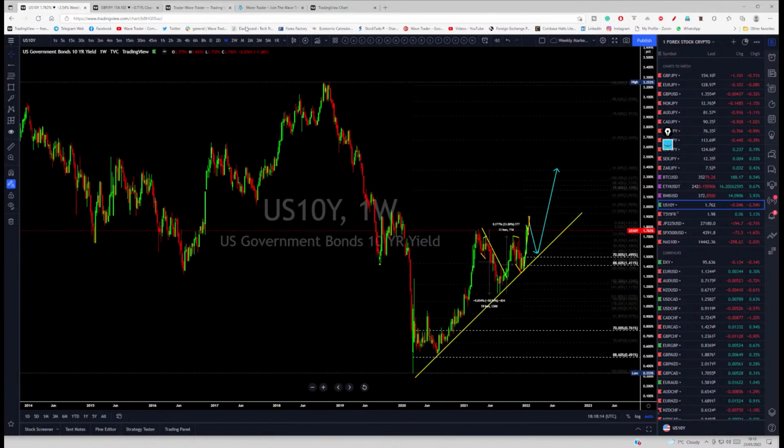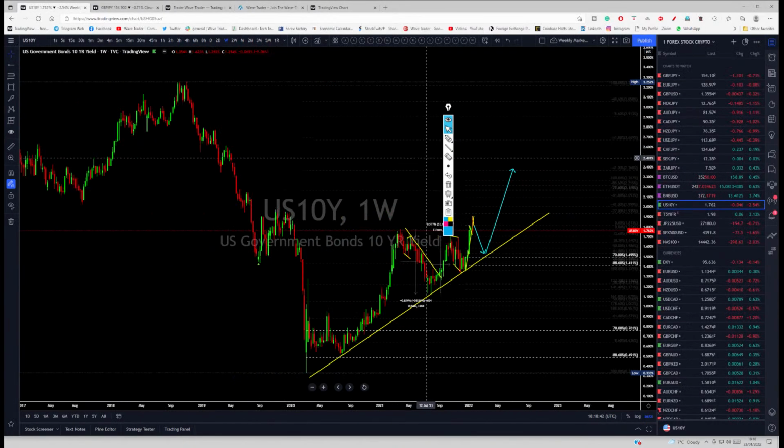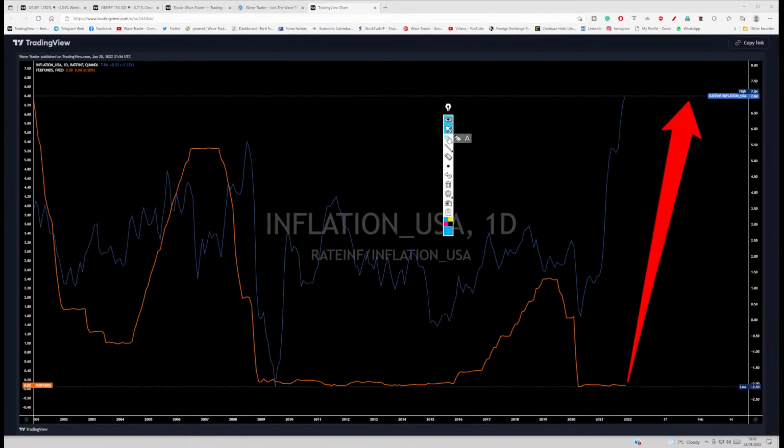As I said about this chart, inflation is at 7% and Fed fund rates are close to 0. So longer term, you should expect rates to go at least up to 3%. The higher the yield goes, there's going to be pressure on the stock market. Equities are going to be under pressure. So the longer term direction is very clear by looking at this chart.